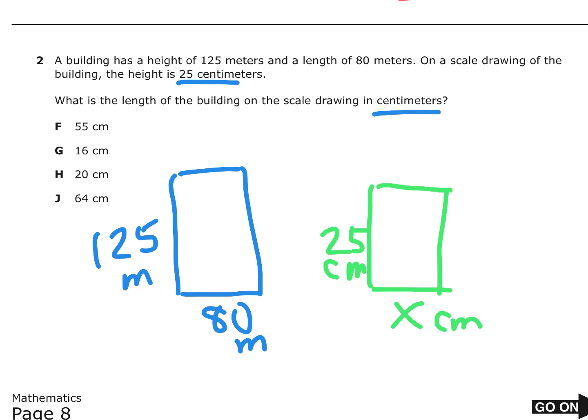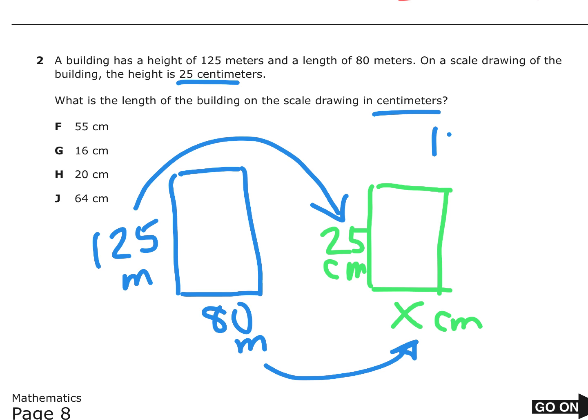Okay, so 125 is to 25 as 80 is to what? So it looks like we have some kind of proportionality here. So we're going to have 125 corresponds to this 25 as this 80 corresponds to this x.